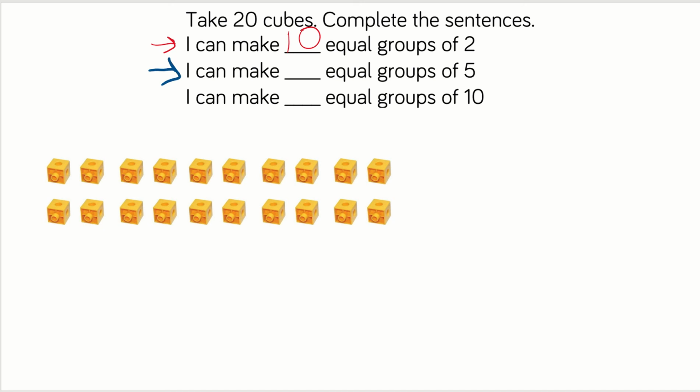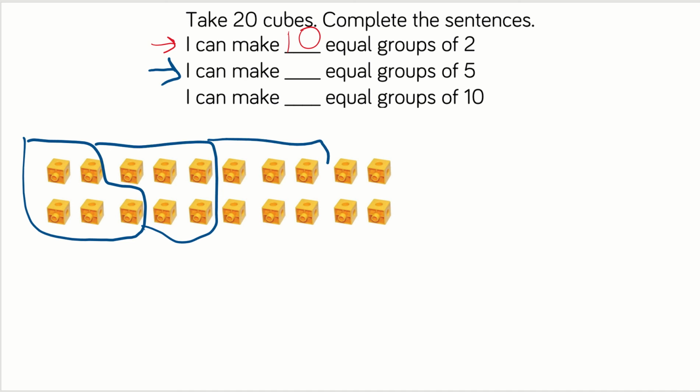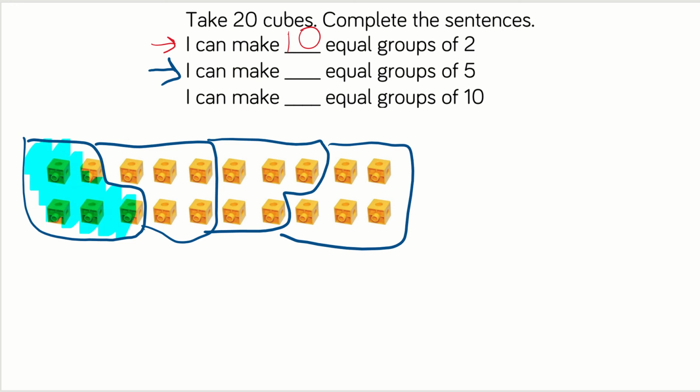I can make blank equal groups of 5. How many groups of 5 can I make? Now this might be better. Well, either way really depends how you feel. You could either make groups of 5 doing this, and then that is a 5, and that is a 5, and that is a 5. So we can see that we have 1 group of 5, 2 groups of 5, 3 groups of 5, 4 groups of 5. We have 4 groups of 5.